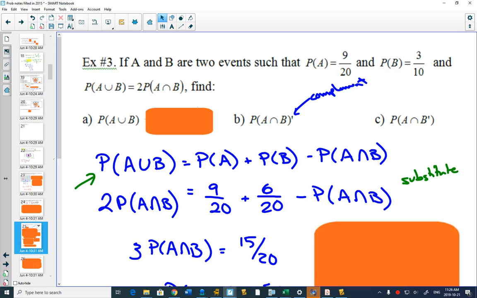We can do some substitutions from what they've given us. We know probability of A and we know the probability of B. If I subbed in those two things at this point right here, if I put numbers in for those two, this equation still has two things that I don't know, and both of those things are different.